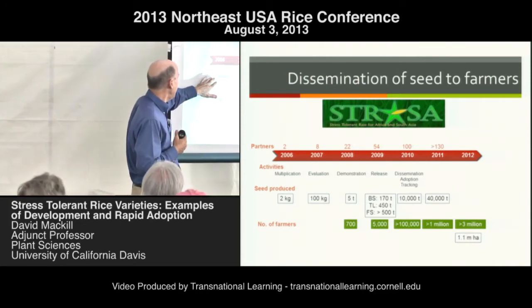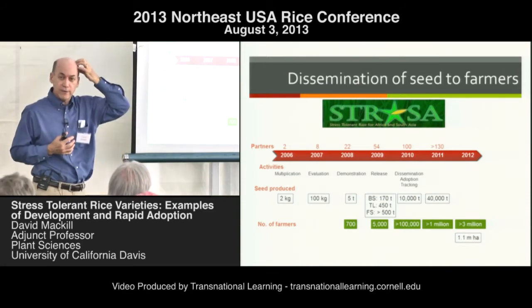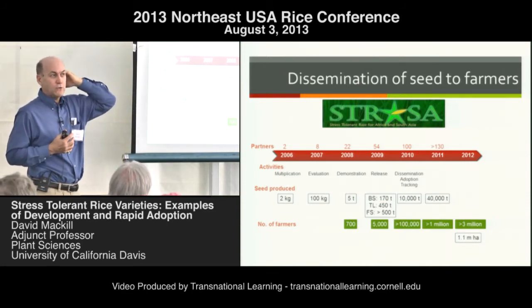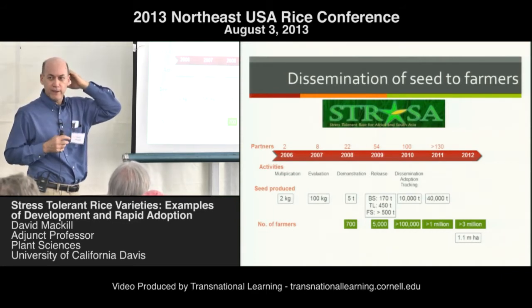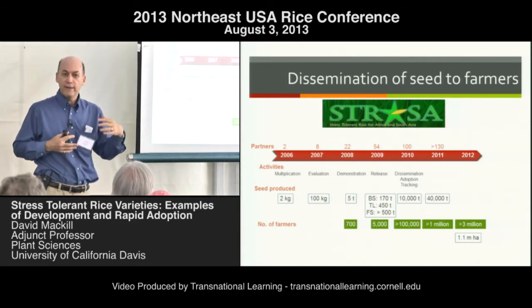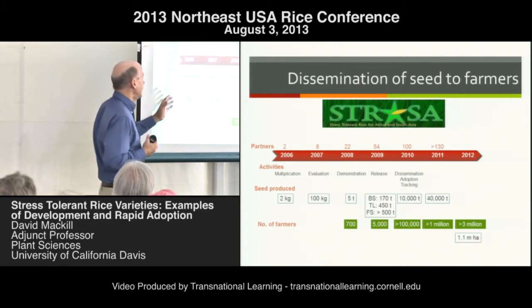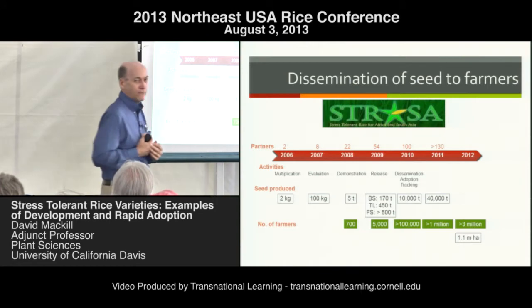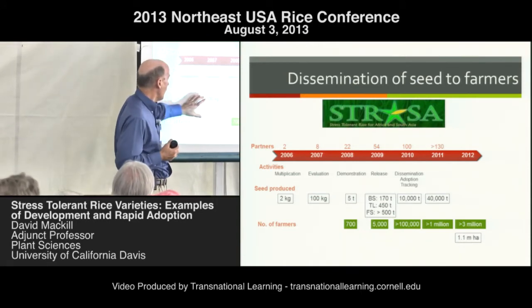So we started the multiplication in 2006. The breeding project originally started in 2004, actually late 2003. So by 2006, we already had the varieties under evaluation in these countries. And by 2009, they were officially approved by the governments after the testing. And at the same time, we were working on seed production.